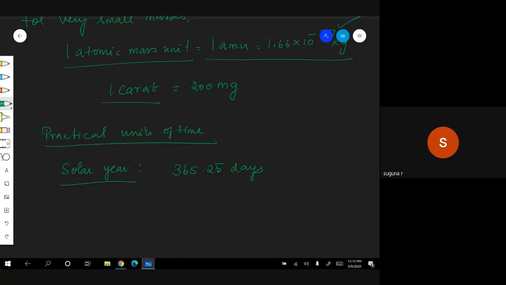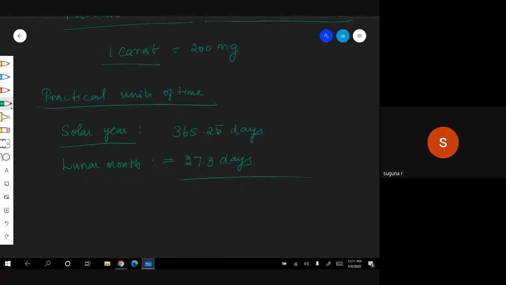Next one, lunar month. What is a lunar month? It is the time taken by the Moon to complete 1 revolution around the Earth. That's it. And how many days is 1 lunar month? Around 27.3 days. Lunar month is nothing but 27.3 days.